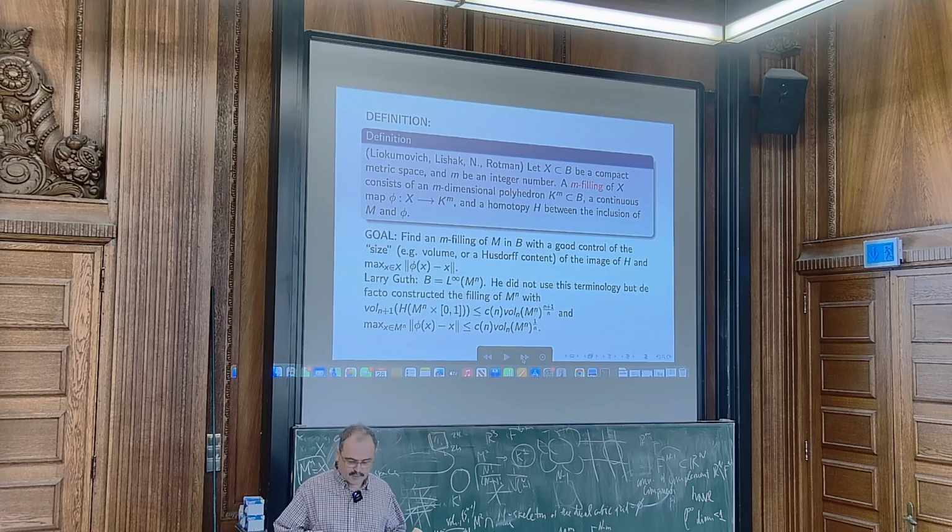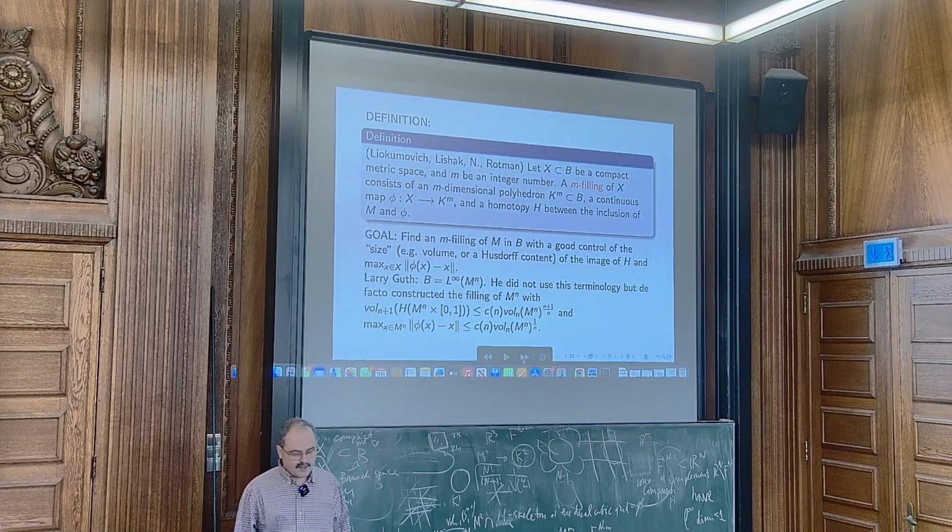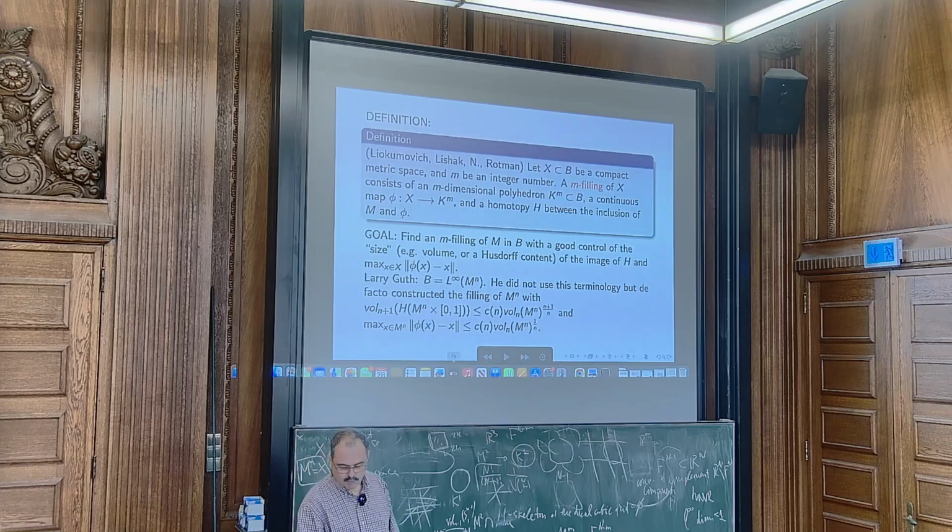He didn't use this terminology at all, but de facto it was obtained as a part of this theorem. He really constructed, in some L infinity, or even some finite L which sits in L infinity, the filling of manifold Mn in accordance with this terminology, so that both the widths were bounded in terms of the volume to the power 1 over n, and the volume was also bounded, as in the usual isoperimetric inequality.